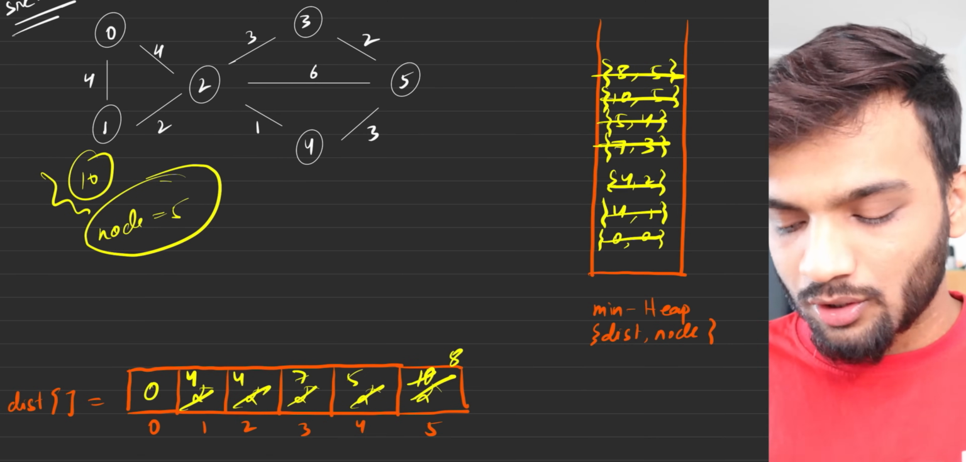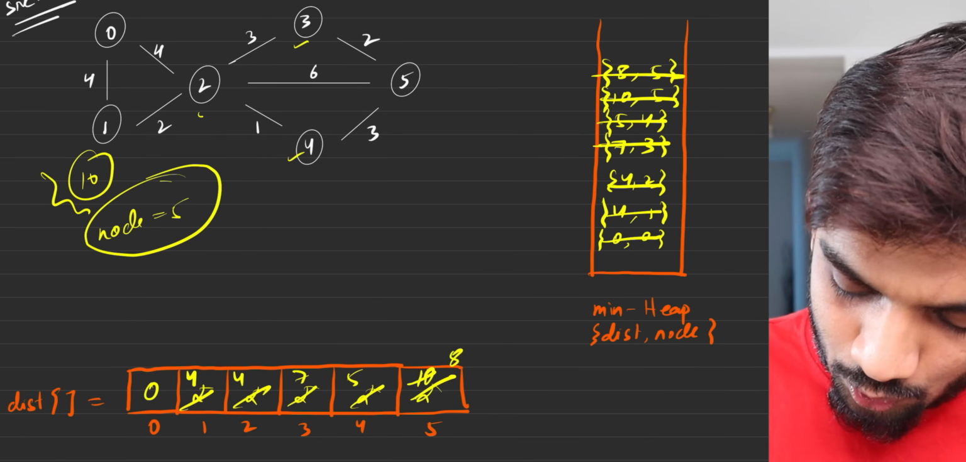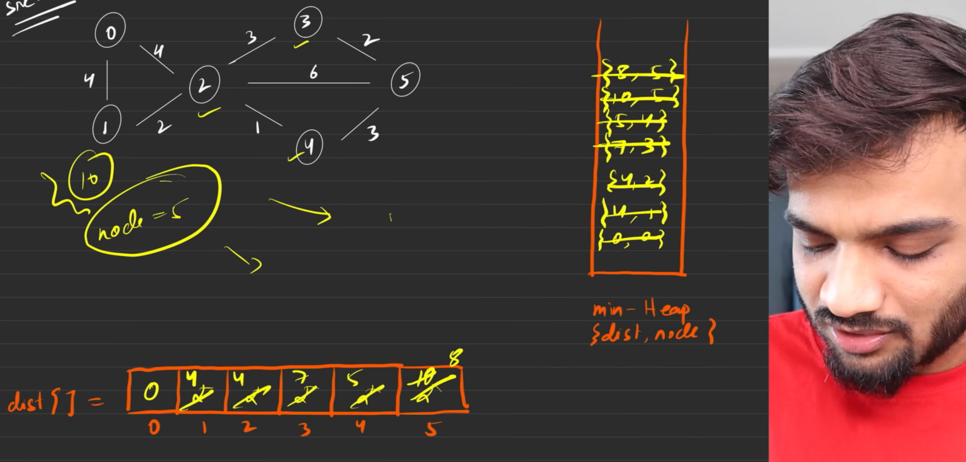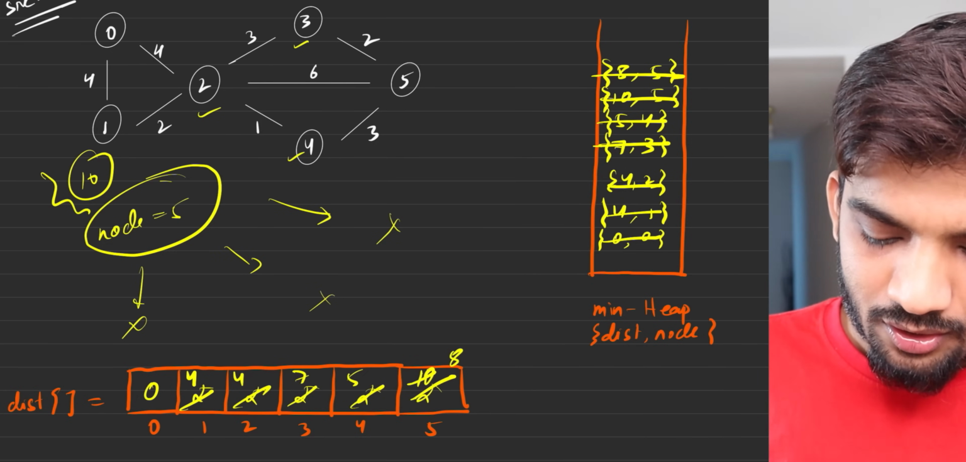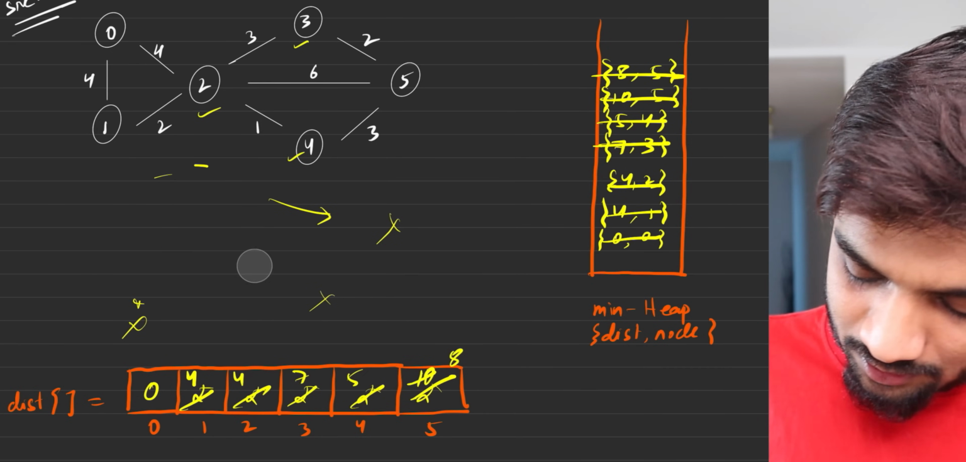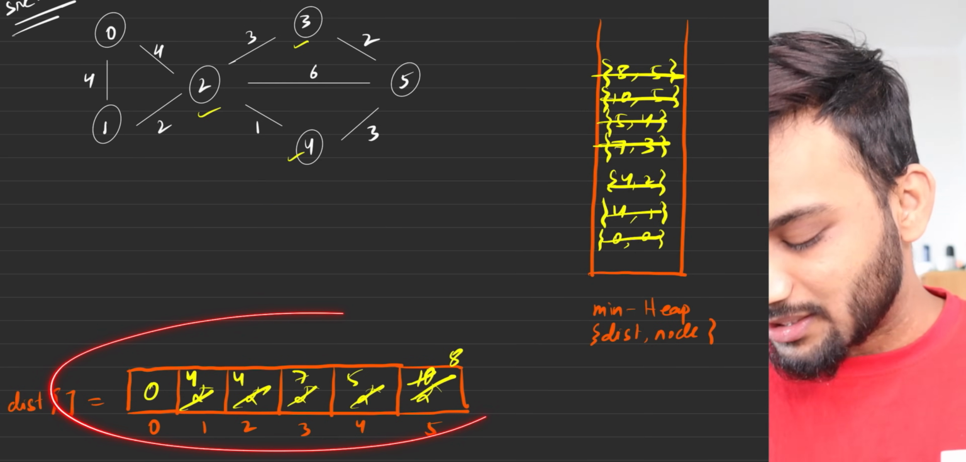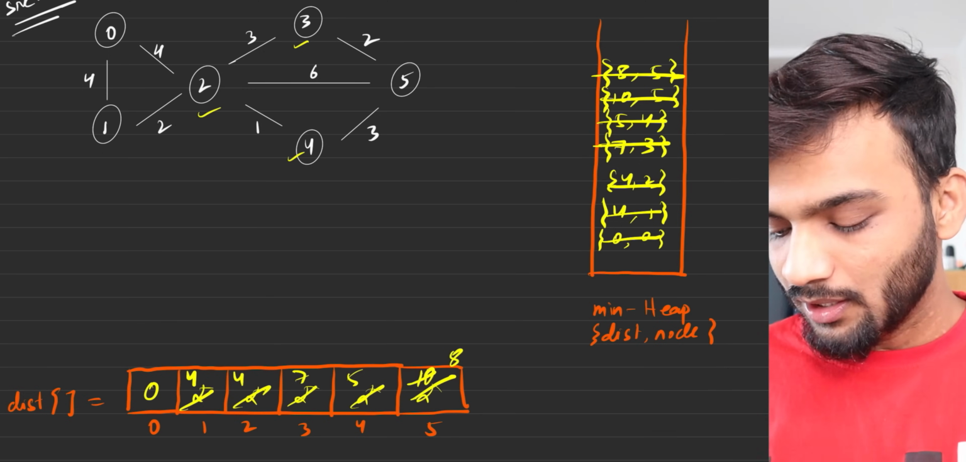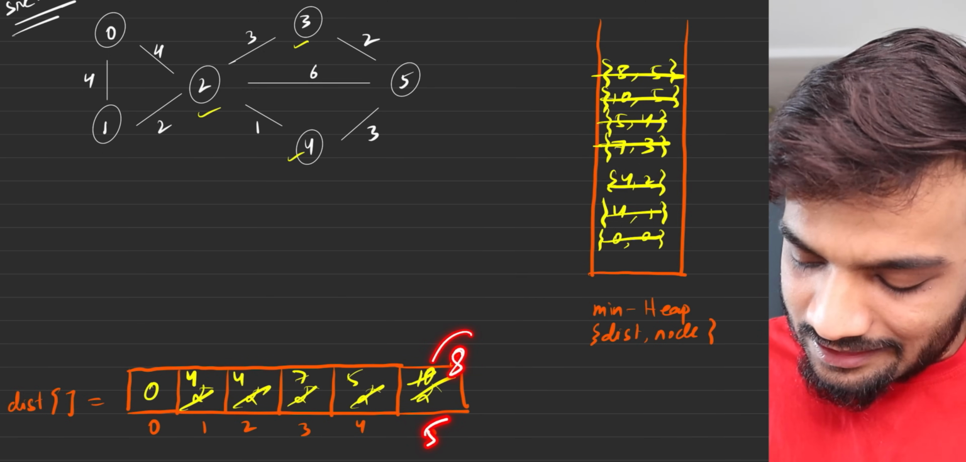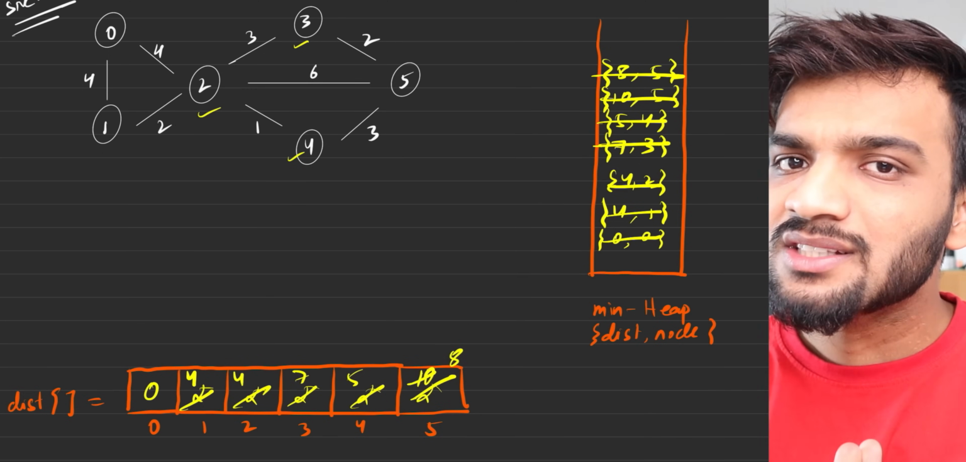And again, you'll try out 3, 4, 2, and none of them will be considered. So apparently, we're done. And once you're done, you will see this distance array stores the minimal. If you see till 5, it is saying 8, which is very much sensible.